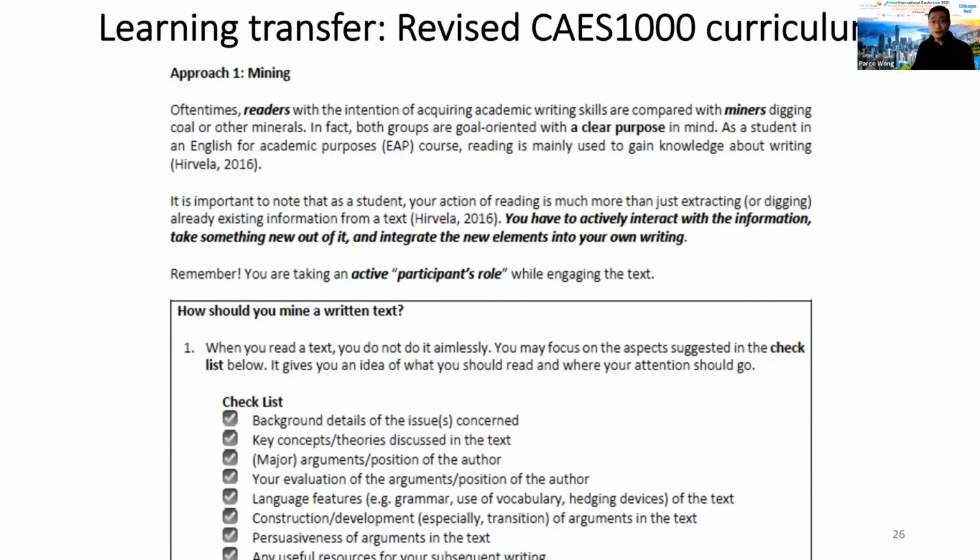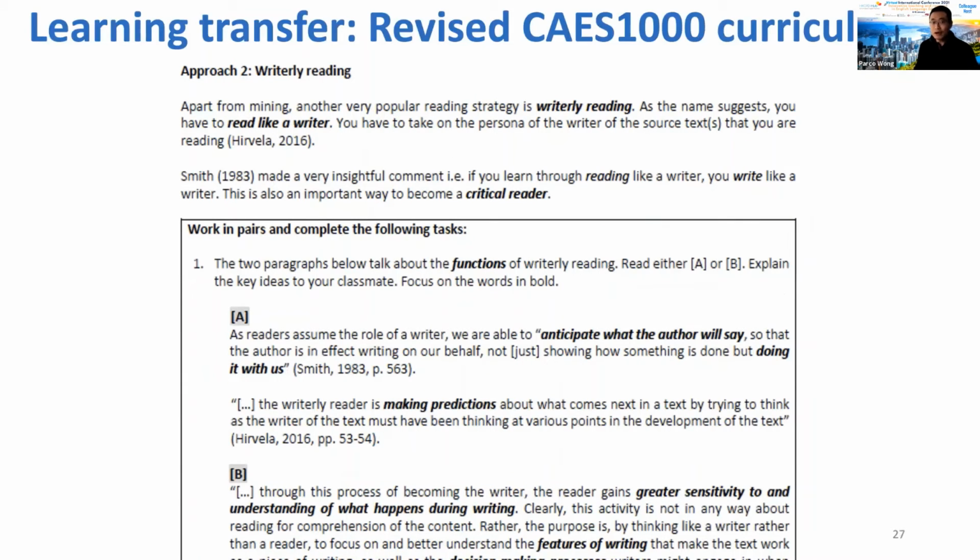Now, the 3 critical reading strategies include the first one, approach 1, mining. It is about how we read with a clear purpose in mind and how we can locate relevant information efficiently. Next slide. The second approach is writerly reading.